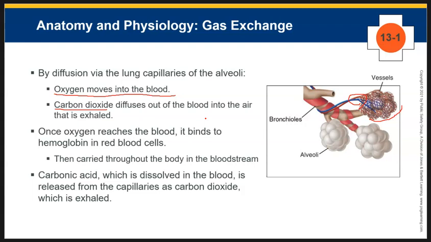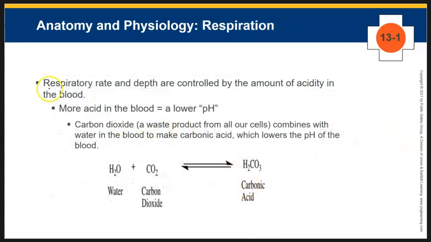Now, carbonic acid is also going to be part of that system, and it's going to be what drives our respiratory rate and depth. Why? Because carbon dioxide can react with the water in the blood and it makes carbonic acid. Our blood becomes more acidic, that is, it has a lower pH.